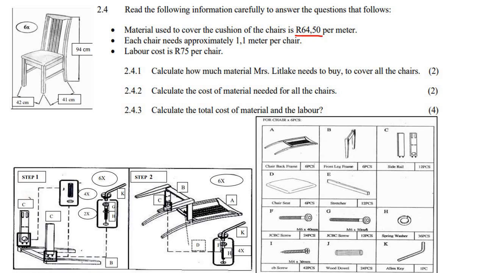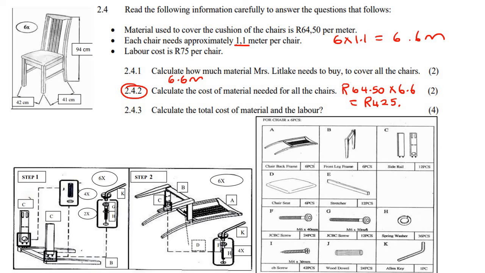Well, each chair needs 1.1 meter, and there are 6 chairs. So we'll just say 6 multiplied by 1.1, and that'll give us 6.6 meters. Calculate the cost of material. Well, the material is 64.50 per meter, so we could say 6.6 times 64.50 per meter. And so if you had to work this out, you end up with 425.70 Rand.